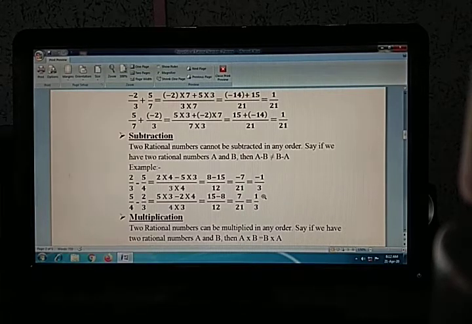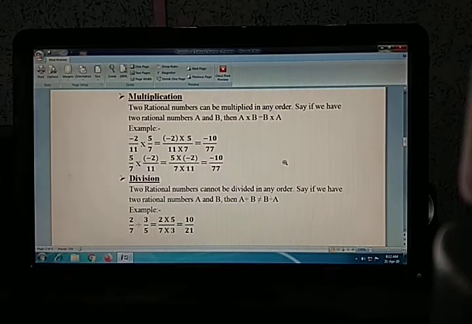You can try out other examples also. For every case you will find out that when we subtract two rational numbers, then the commutative property does not hold. That is, a minus b is not equal to b minus a.